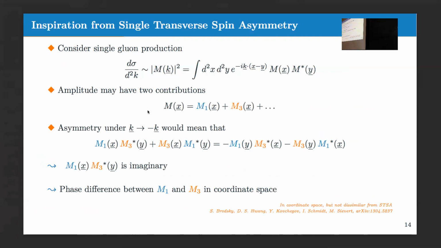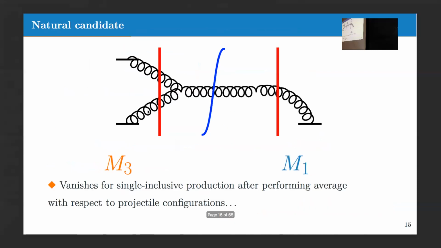Okay, so the contribution we will be looking for is when M1 times M3 complex conjugate is imaginary, so there is a phase difference between M1 and M3. This is what we need in order to get non-trivial odd harmonics in the function. So this is what we are looking for, and it hasn't been seen at that point.